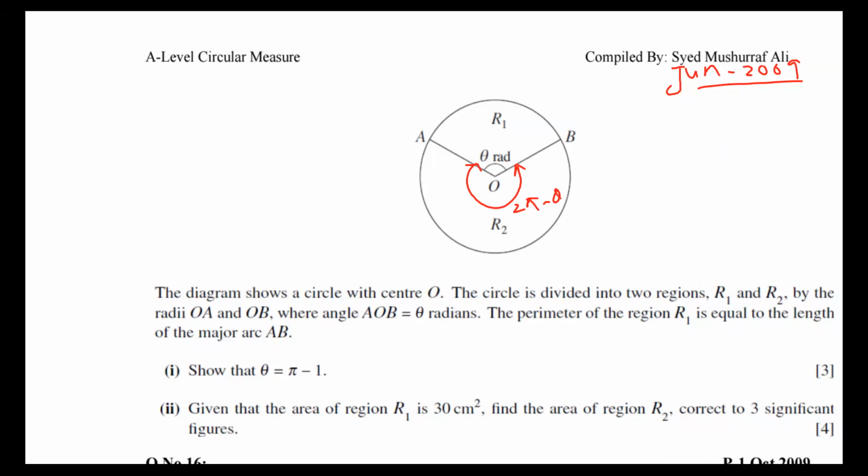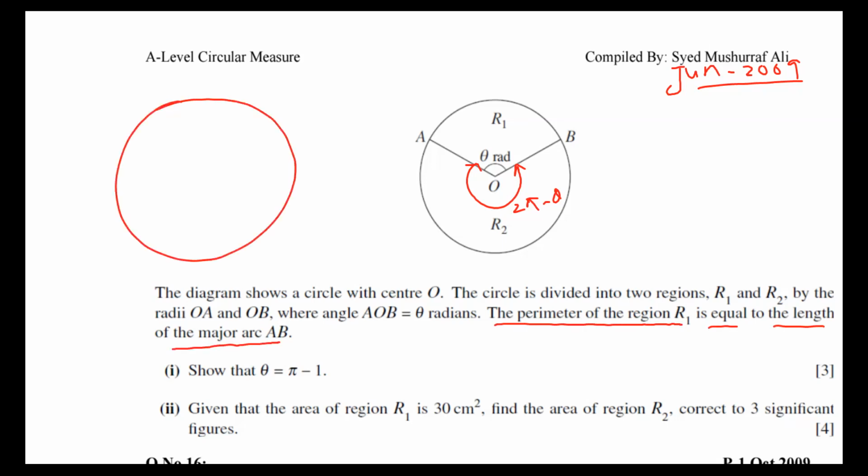What is said here is the important thing, the perimeter of this region. This is the most important line. If you understand this line, the topic is easy. The perimeter of the region R is equal to the length of the major arc AB. The issue is you don't know what a major arc is. I repeat again.